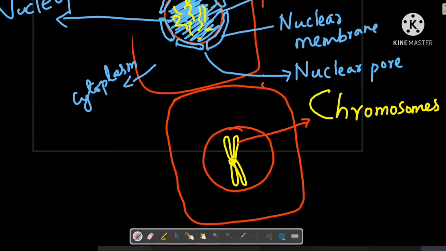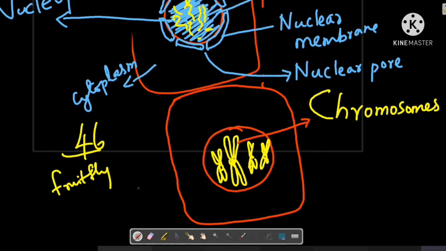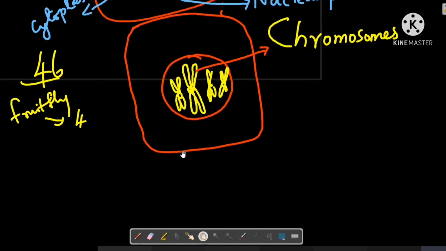So the number of chromosomes in the nucleus differs from one organism to another. Human beings have 46 chromosomes in every cell of ours. If it is a fruit fly, the fly which comes and sits on bananas when they are rotting, that fruit fly has only 4 chromosomes. Like that, the number of chromosomes varies from one organism to another. Now we'll see what this chromosome has. It has something important.